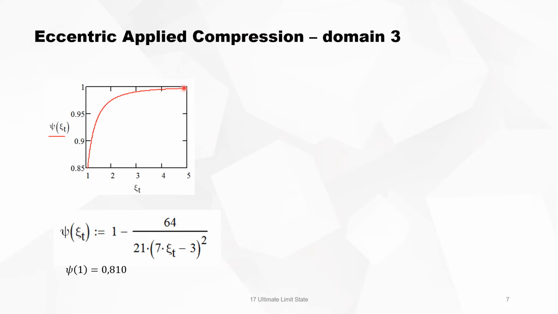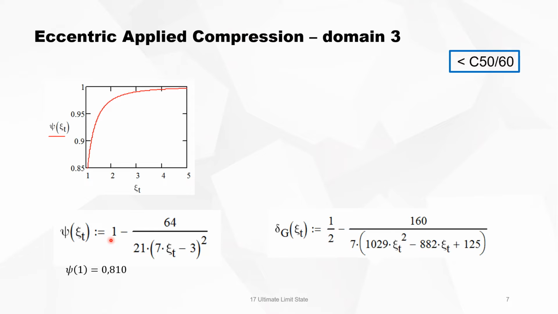At the other border of domain 3, Ct will go to infinity, and then you will see on the graph that Psi will be 1. You can see this because this is going to 0 and this is 1. So this is quite logical also, because the filling coefficient of a rectangular stress block is by definition 1. This is only valid for concrete quality smaller or equal to C50/60.